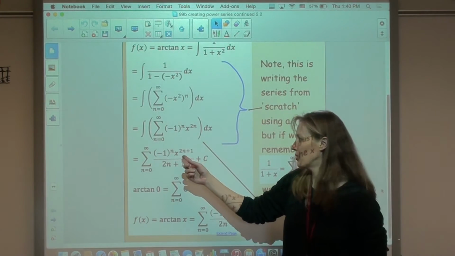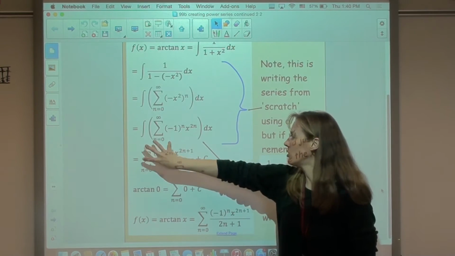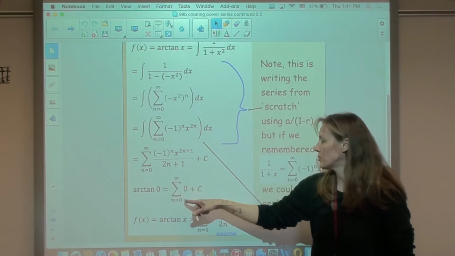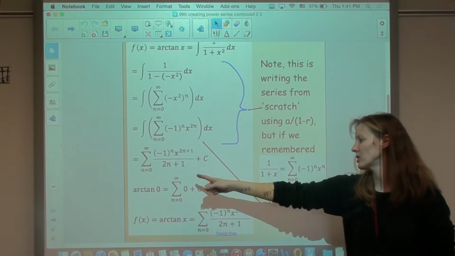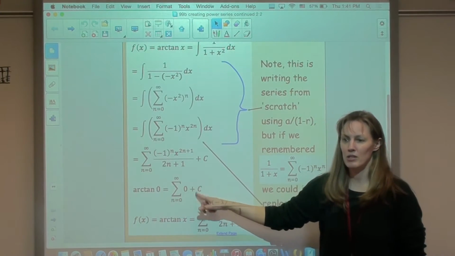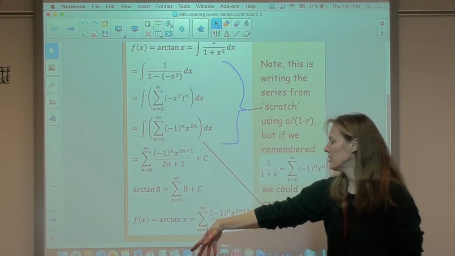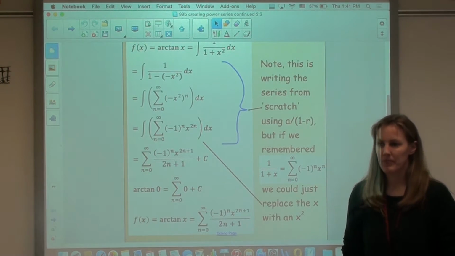So I picked 0. 0 is almost always your best bet, because then when you plug a 0 in, the whole sum goes to 0. So we end up with arctan 0 equals the sum of 0 plus c, so c is just 0. Because arctan 0 is 0, right? So 0 equals 0. Okay. So now you've got c equals 0, and then there's your final function for arctan x.